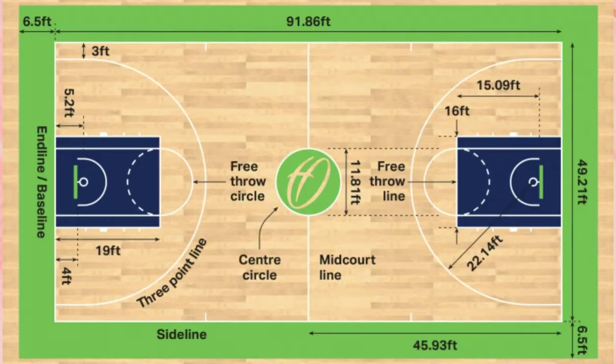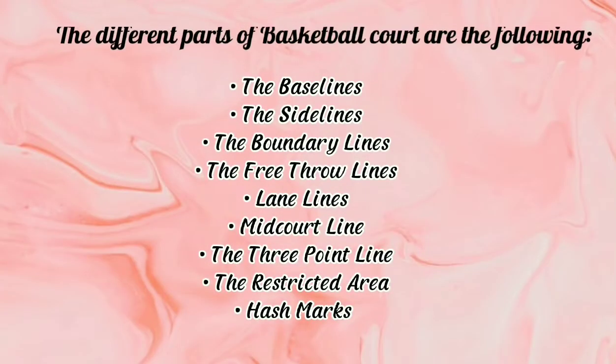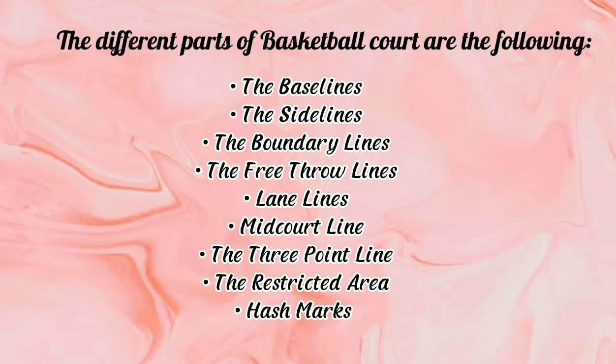Any basketball court has various lines marking different parts of the court, and each line has its own specific rule in the way a basketball game is played. So, the different parts of a basketball court are the baselines, the sidelines, the boundary lines, the free throw line, the lane lines, the midcourt line, the three-point line, the restricted area, and the hash marks.